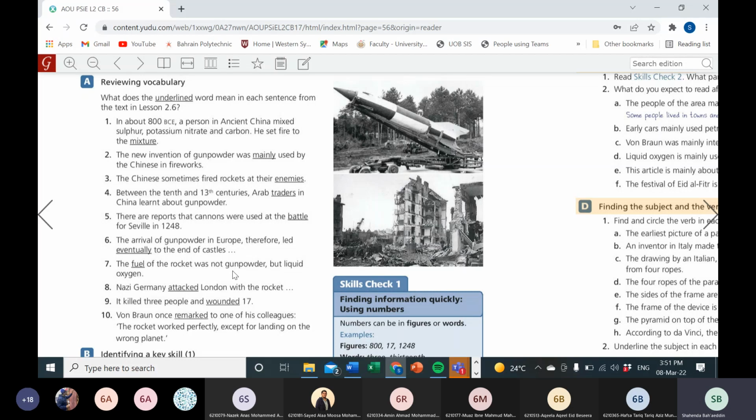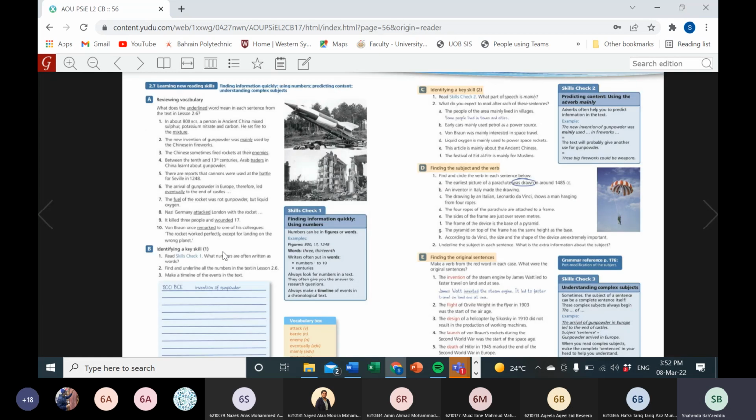Nazi Germany attacked London with the rocket. Attack, this is to attack, this is a verb. To act against something. Very good. To act against, but not just to act in a violent way. With violence, an act of using violence to try to hurt or to kill somebody. So it is not a positive thing, but a negative thing.